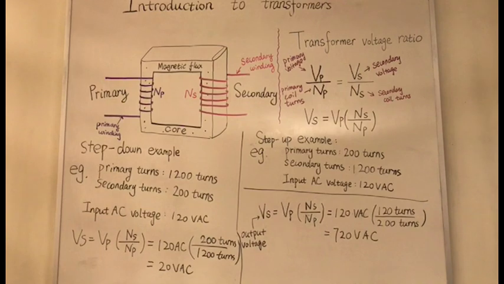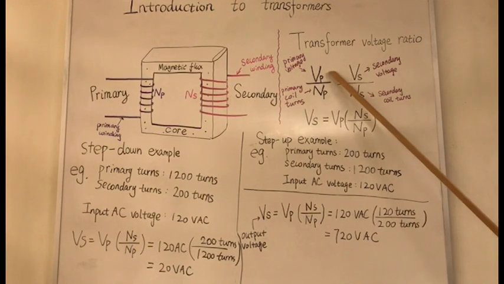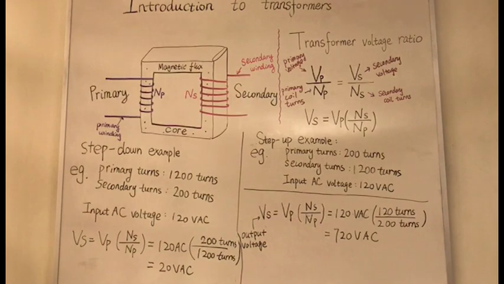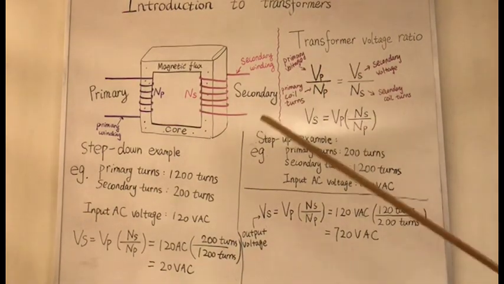A step-down transformer is essentially the opposite of a step-up transformer. For a transformer with more turns in the primary coil than in the secondary coil, the secondary voltage will be smaller than the primary voltage, i.e. stepped down. So we use this same equation to calculate a step-down transformer as well.